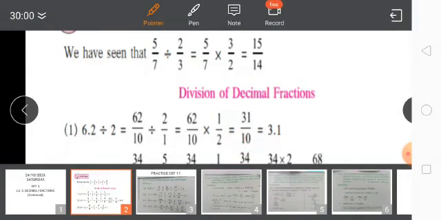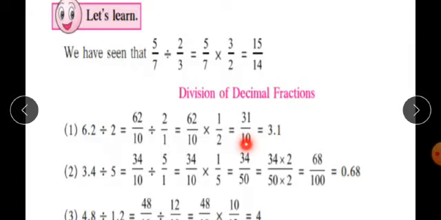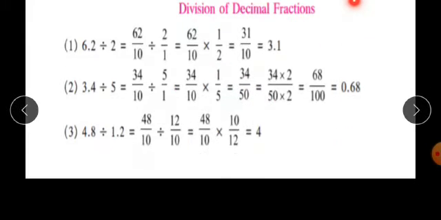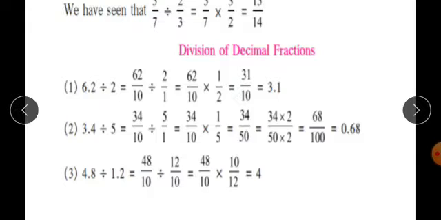31 upon 10. And student, you know that if there is only one zero after 1 in the denominator, you have to put the decimal point after one digit from the right in the numerator, and therefore 31 upon 10 means 3.1. Second example, 3.4 divided by 5. A common fraction for 3.4 is 34 upon 10. We can write 5 as 5 upon 1. Therefore, 34 upon 10 divided by 5 upon 1 is equal to 34 upon 10 multiplied by 1 upon 5.